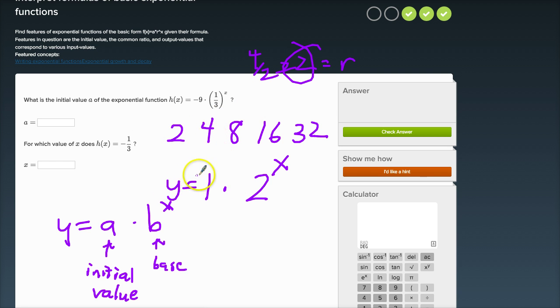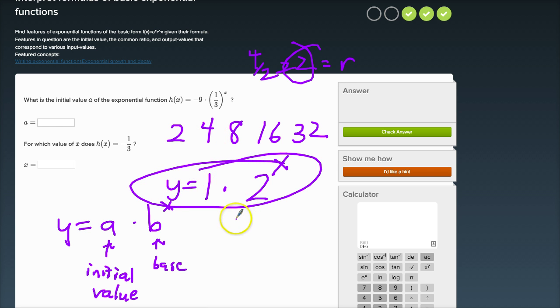So for this sequence, this would be an exponential function that represents it. Because in the first term, put a 1 here, 2 to the first power is 2. Put a 2 here, it's 4. Put a 3 here, it's 8. That's kind of how it works.